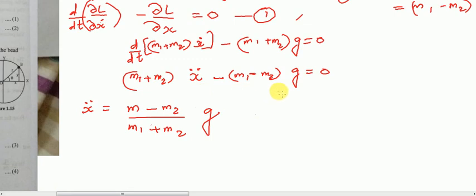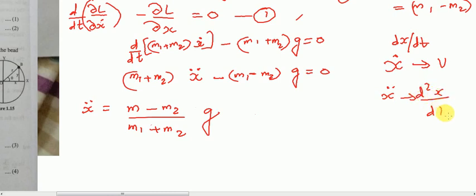Then solving for x double dot, which is actually acceleration: x dot is dx by dt, that is v, velocity. x double dot is d square x by dt square, that is dv by dt, that is acceleration. So here we have got an expression for acceleration: x double dot equals (m1 minus m2) divided by (m1 plus m2) times g.